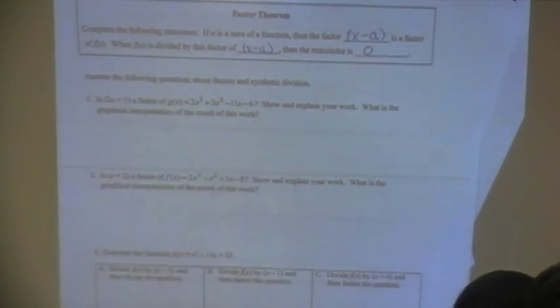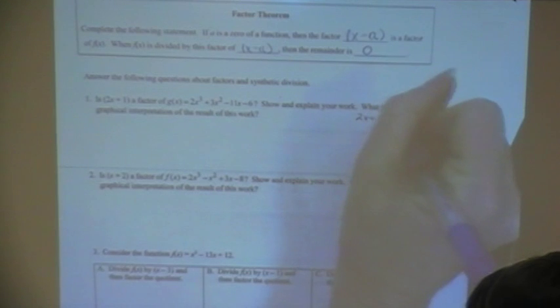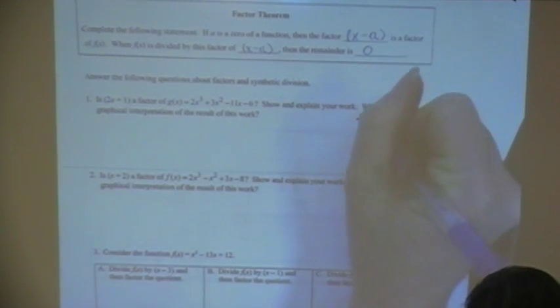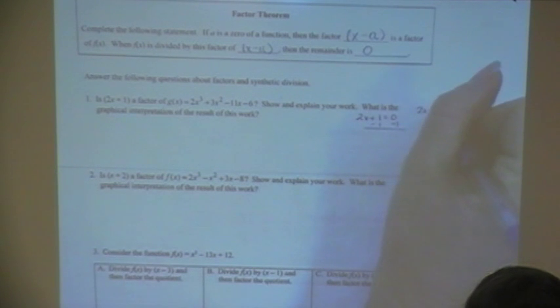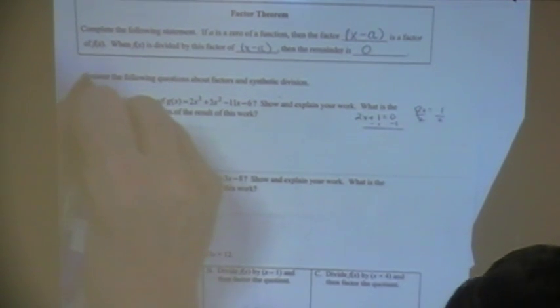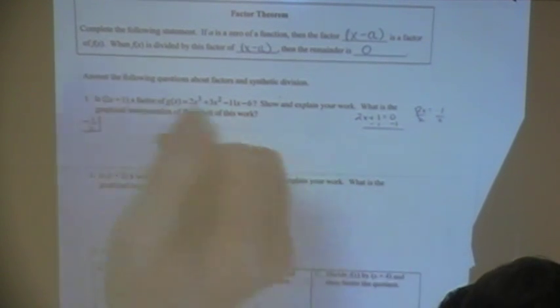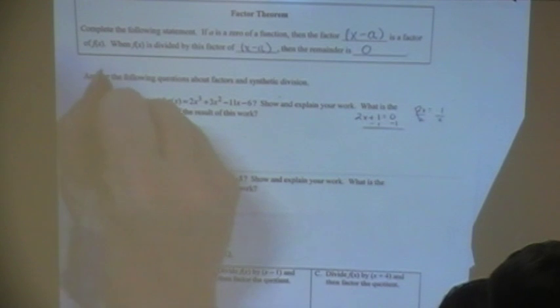So remember, just in case you have forgotten, 2x plus 1 has to equal 0. So move the 1 over. So I get negative 1/2 is what's going in the box. 3, 2, 1, constant. So I don't need any placeholders.